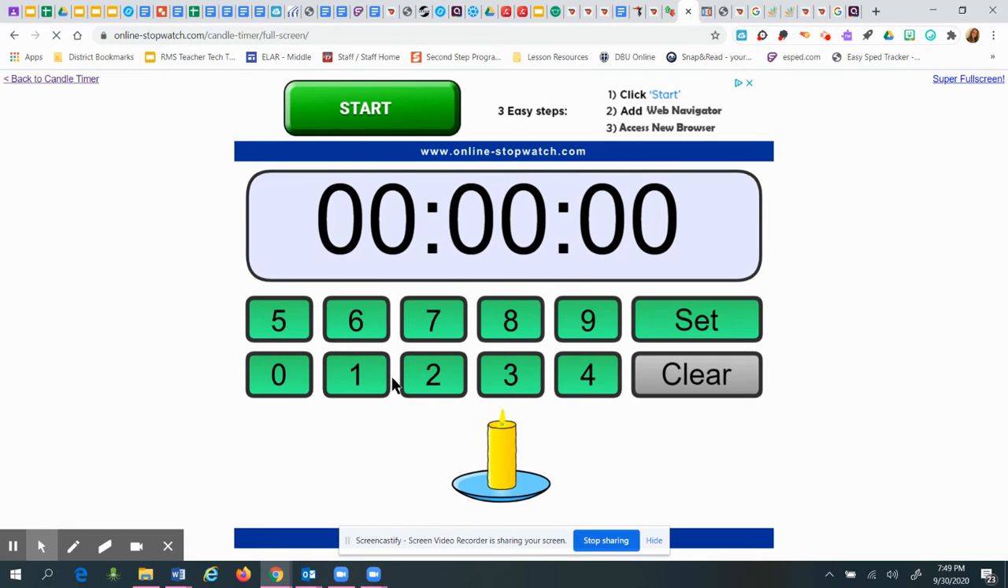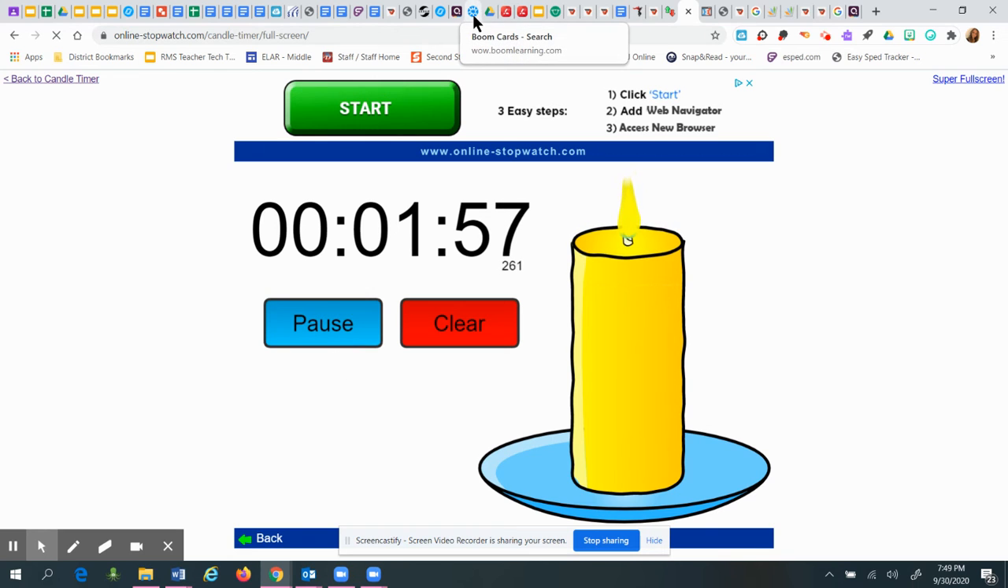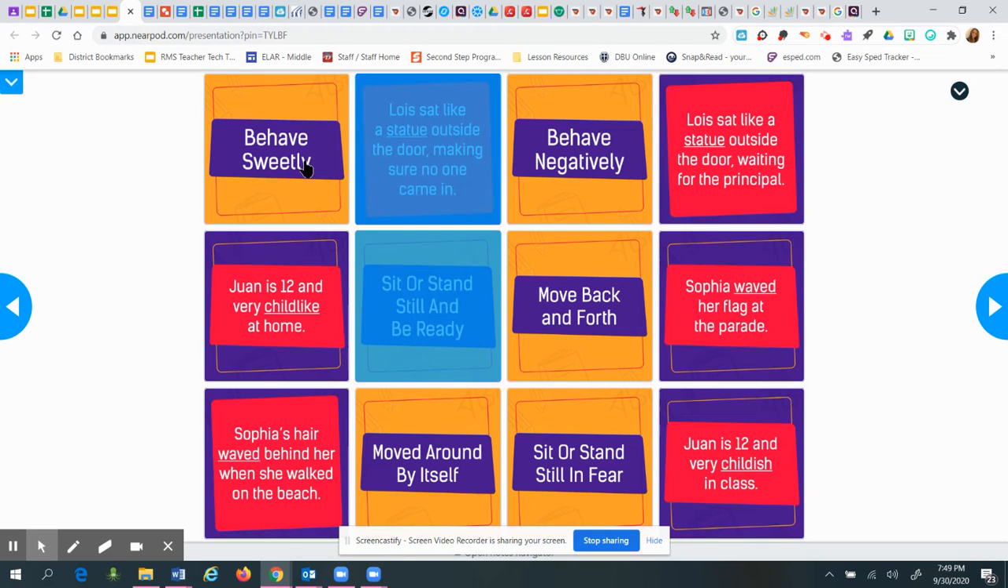Okay, so I'm going to set the timer for 2 minutes, and here we go. Now you are working on matching up these other sentences and definitions. That's what you're working on.